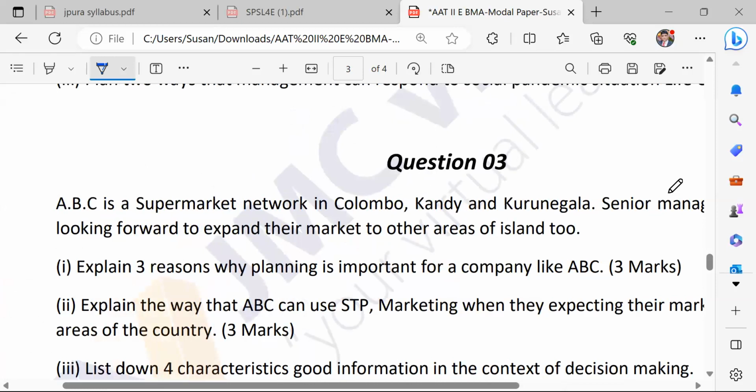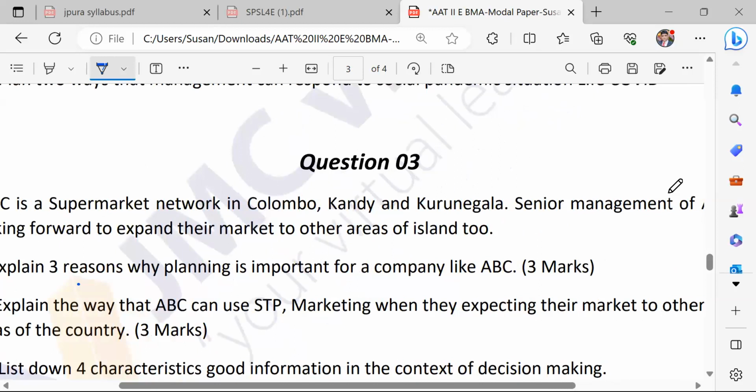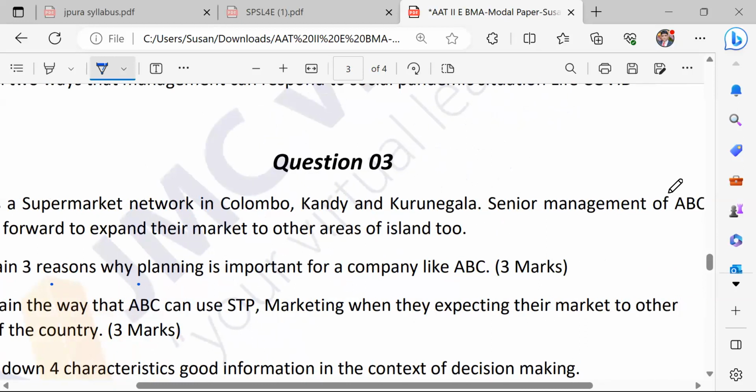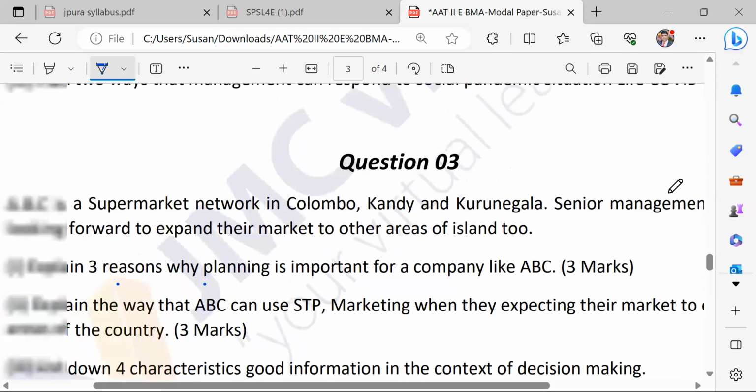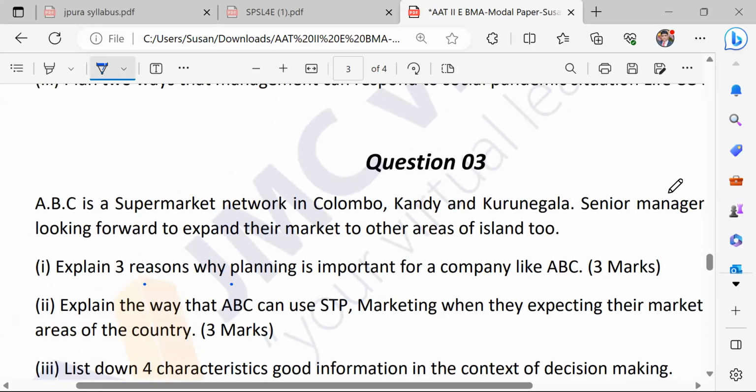ABC is a supermarket network in Colombo, Kandy and Kurunegala. These supermarket branches are spread across these cities. Senior management of ABC is looking forward to expanding their market to other areas of the island too. They want to expand to other areas, maybe Matara, Galle, Hambantota, Badulla, Jaffna, Chilaw, and many other areas.